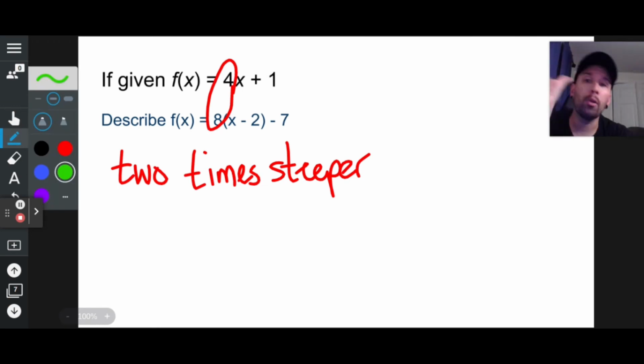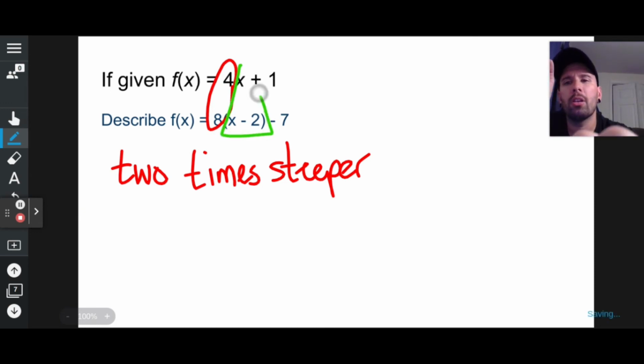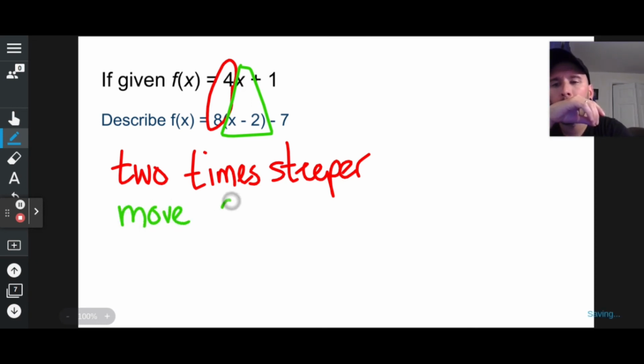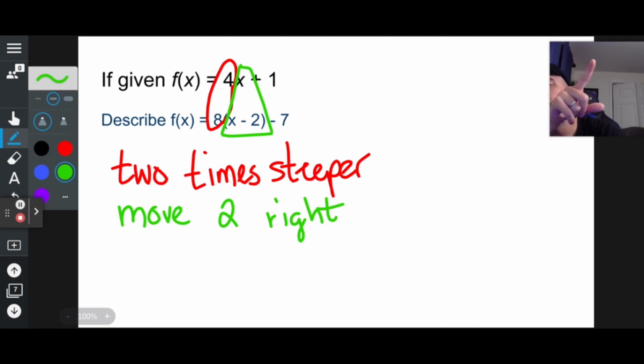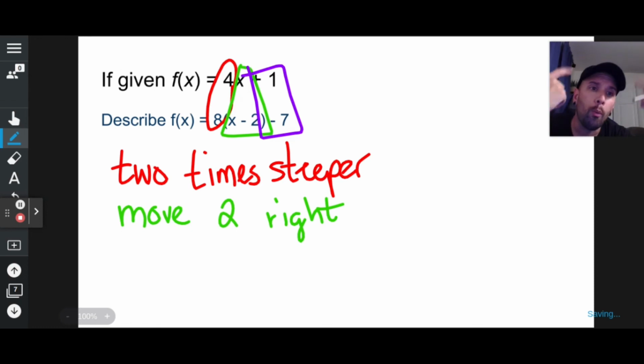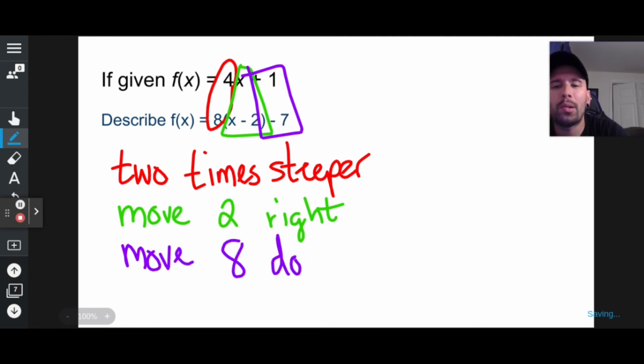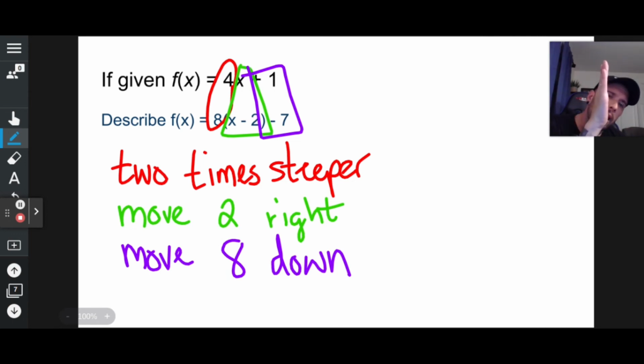Because 8 is 2 times 4. My x has no parentheses, so invisible parentheses is now x minus 2. So I'm now subtracting 2 within a parentheses next to x. When I subtract 2, that means I move 2 to the right. Remember, it's opposite land when it's inside the parentheses. And if you're wondering why, well, because when I showed you point slope form, it was x minus x sub 1, so it's opposite when you're living inside the parentheses. That 1 is now a negative 7. And to go from 1 to negative 7, you subtract 8, which means I move 8 down because we subtracted 8. Alright, so what used to look like this, 4x plus 1, is now steeper, moved to the right, and moved way down here.